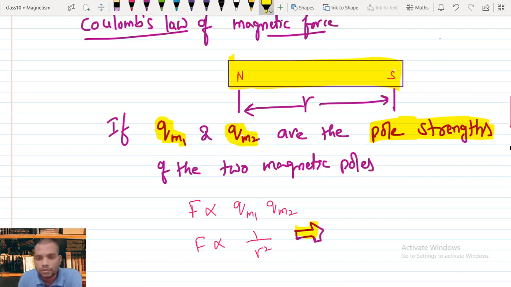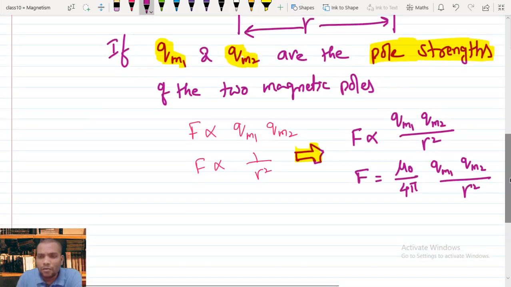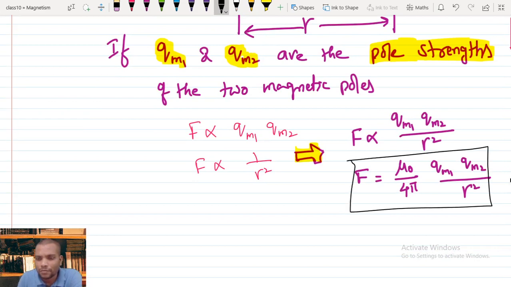Now if I continue on this side, better not to go down. The force is directly proportional to Qm1 Qm2 upon r square. Here we remove the proportionality symbol and bring in a constant, mu naught upon 4 pi. So F equals mu naught upon 4 pi times Qm1 Qm2 upon r square. This is a similar formula to what we saw in electrostatics.